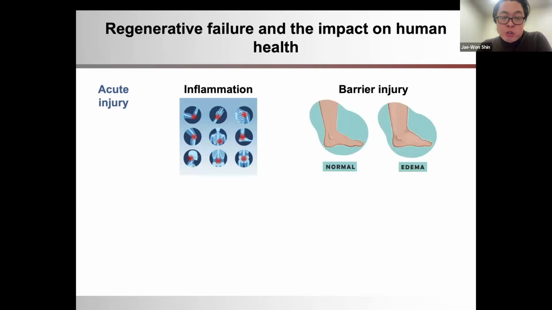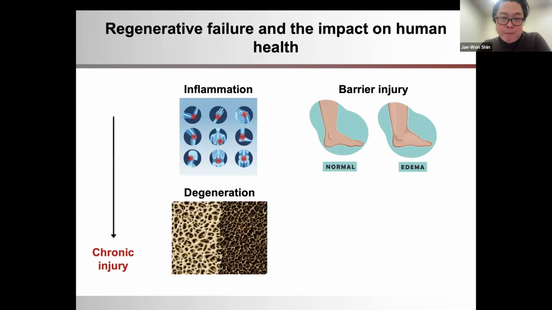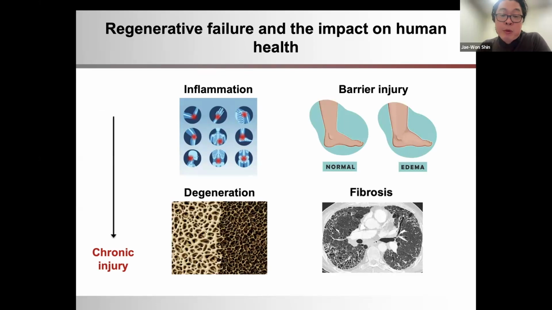A lot of times when injuries are repeated on the same organ, which is a chronic injury, these conditions still remain. But there are also conditions where it becomes more permanent, including degeneration and formation of fibrotic scar, which compromise the organ function and lead to death.